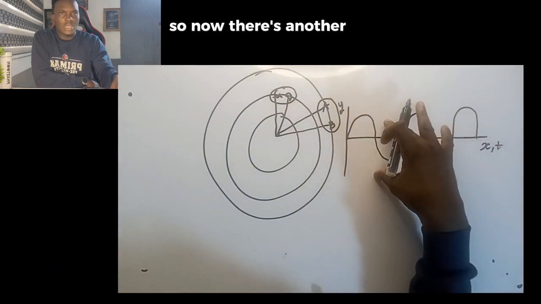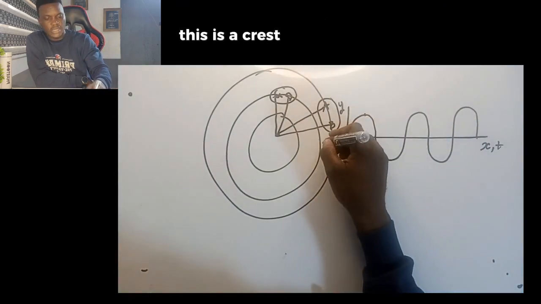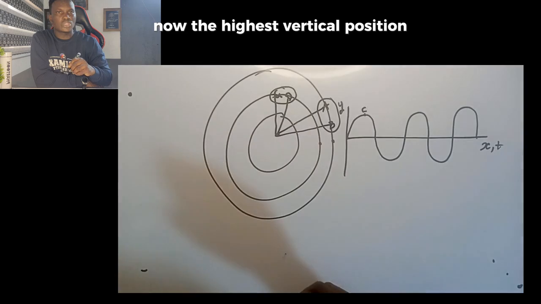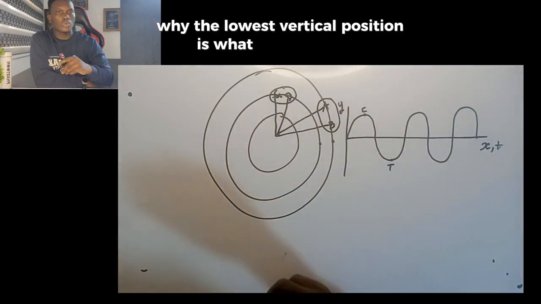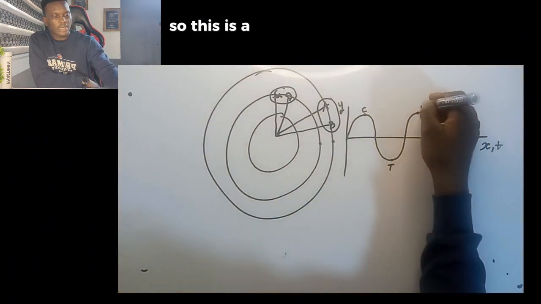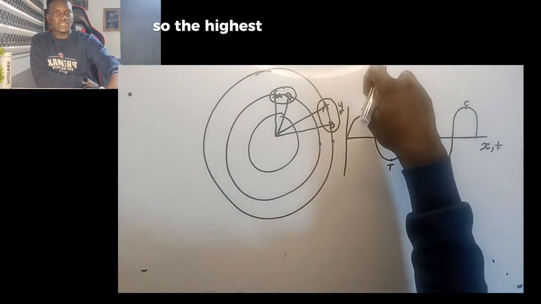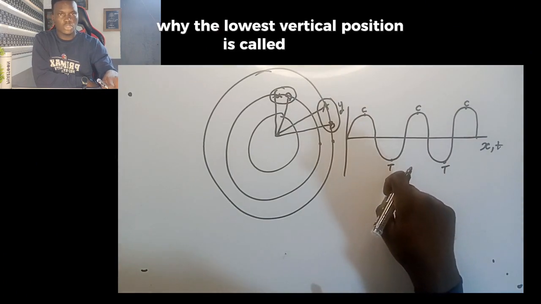So now, there's another point called the crest. So this is a crest, this is a crest, this is a crest. Now, the highest vertical position is what we call the crest, while the lowest vertical position is what we call the trough. So this is a crest, this is also a crest, and this is a trough. So the highest vertical position is called the crest, while the lowest vertical position is called the trough.